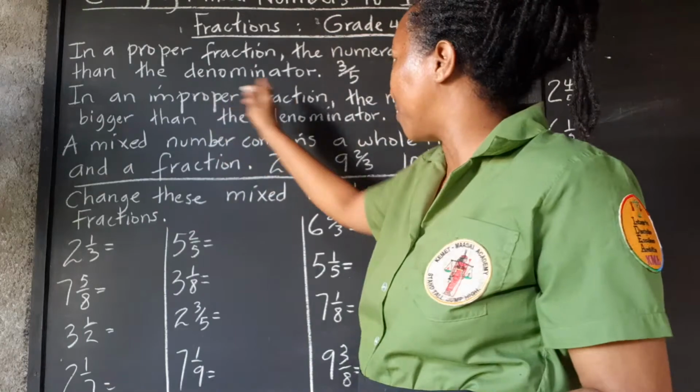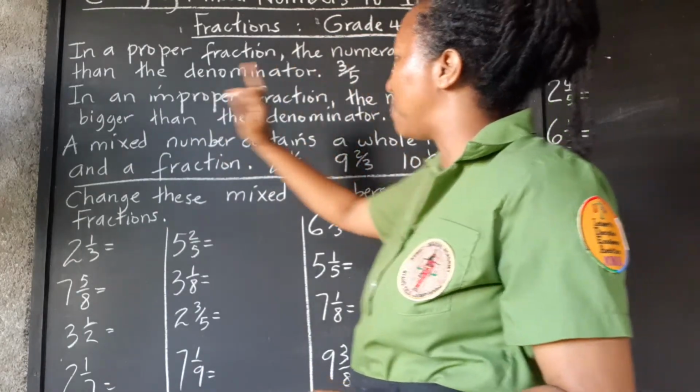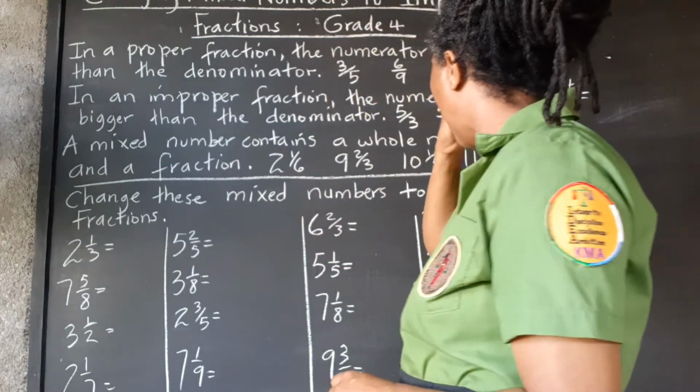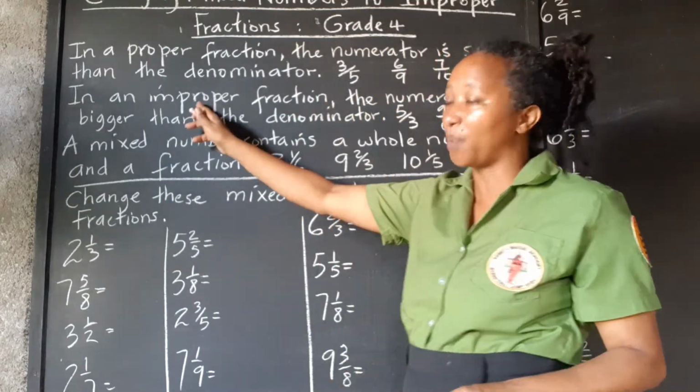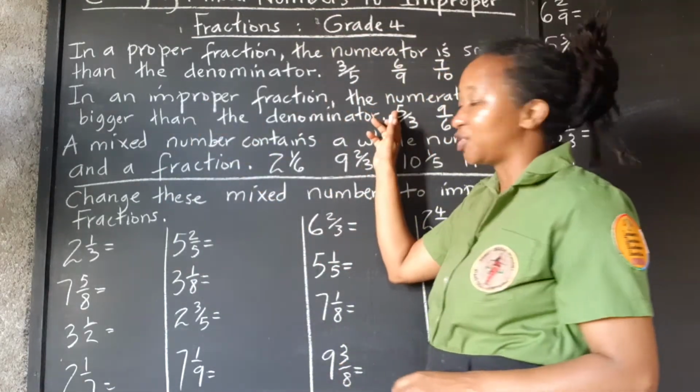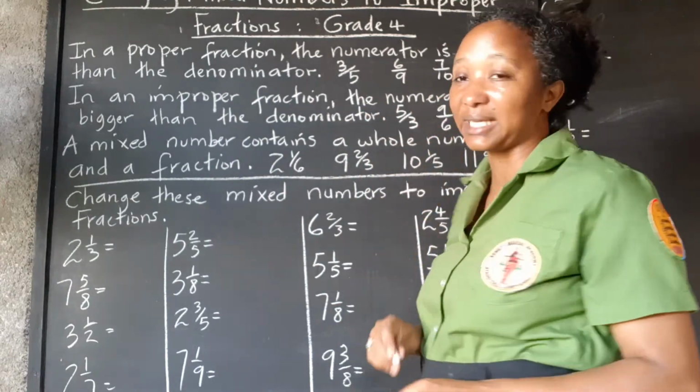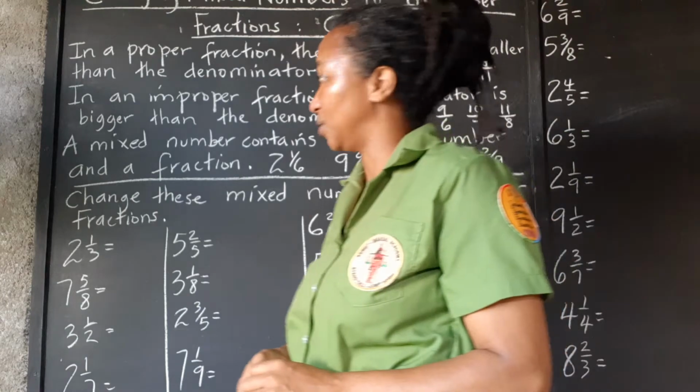In an improper fraction, the numerator is bigger than the denominator. So the number at the top in the improper fraction is bigger. 5 is bigger than 3, 9 is bigger than 6, 10 is bigger than 7, and so on.